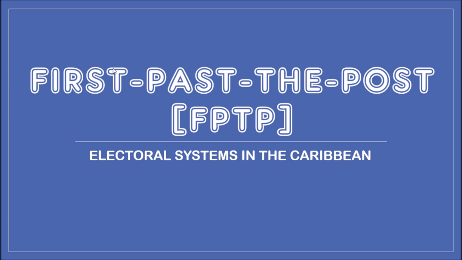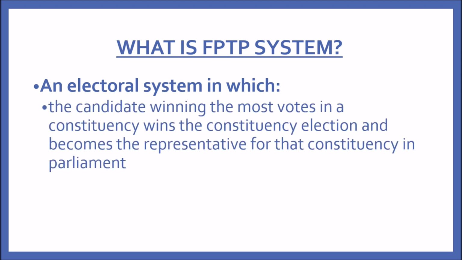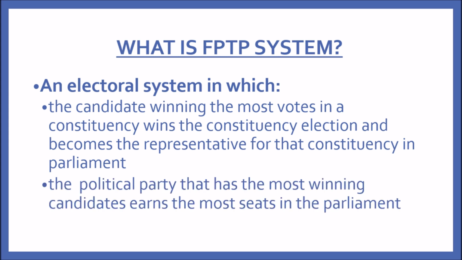Today we'll be looking at the first past the post system. What is the first past the post system? Well, it is an electoral system in which the winning candidate of a constituency becomes the representative for that constituency in Parliament, so they become the Member of Parliament. Additionally, the political party that has the most winning candidates earns the most seats in the Parliament.